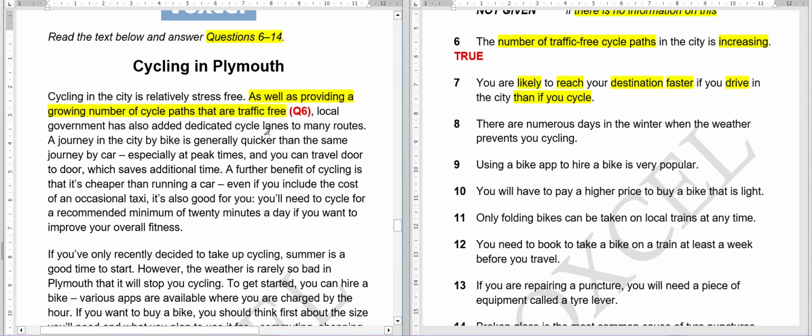Local governments have also added, okay, a journey in the city by bike is generally quicker than the same journey by car, especially at peak times, and you can travel door to door, which saves additional time. Okay, so this is our location. So now I hope you have got the answer. You will get around 10 seconds. Tell me the answer. Time starts now.